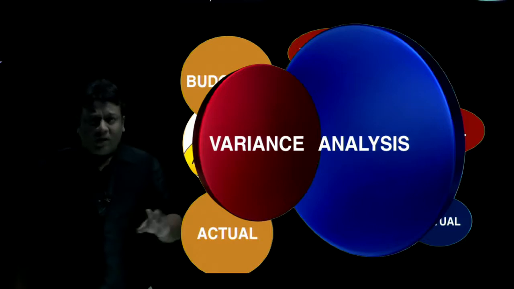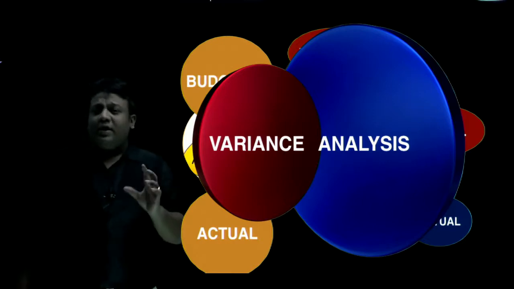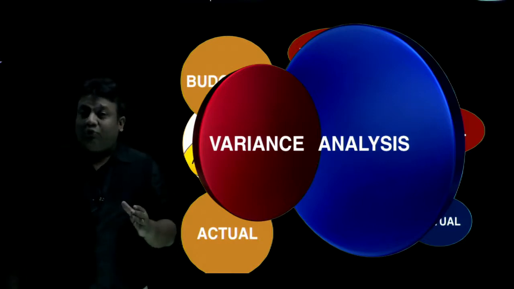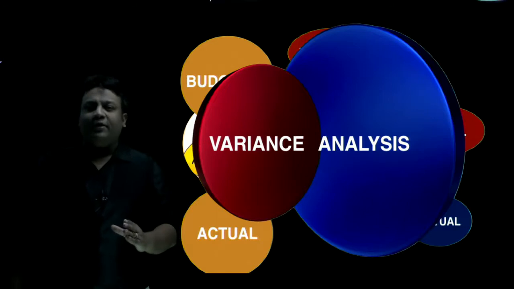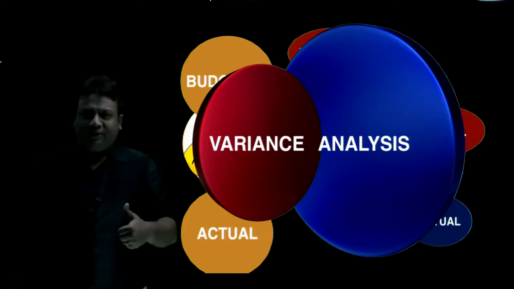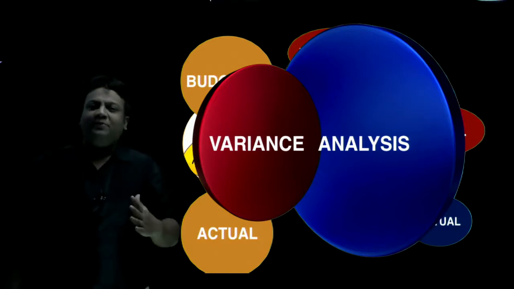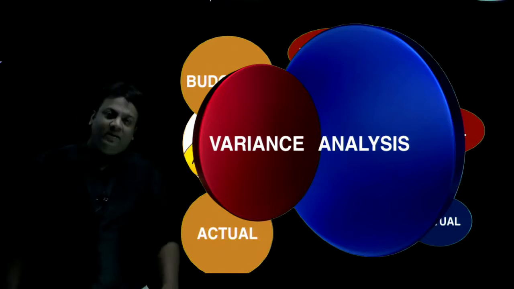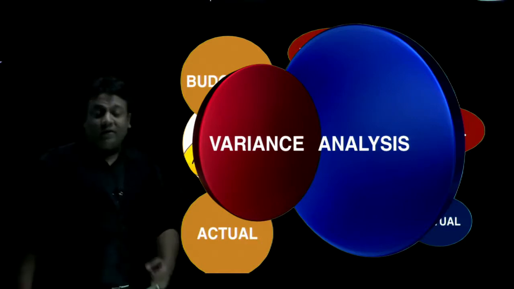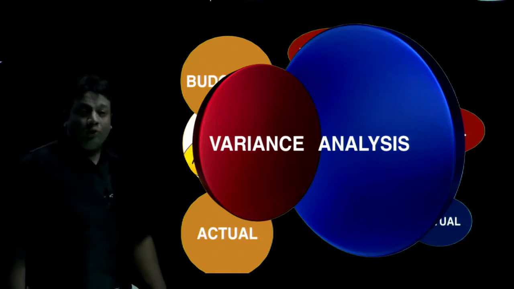Okay. Now let's focus on the very initial part. I told you that you have to calculate the variance and judge whether it is good or bad. In standard costing language, we call a good variance a favorable variance and a bad variance an adverse variance. Now let's see how to judge whether the variance is good or bad. To understand that, I will take the example of a seesaw.